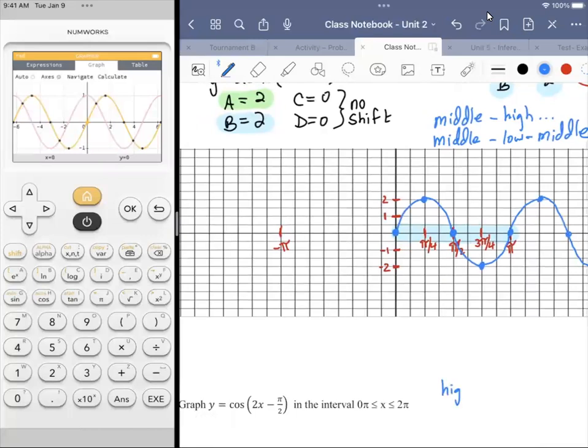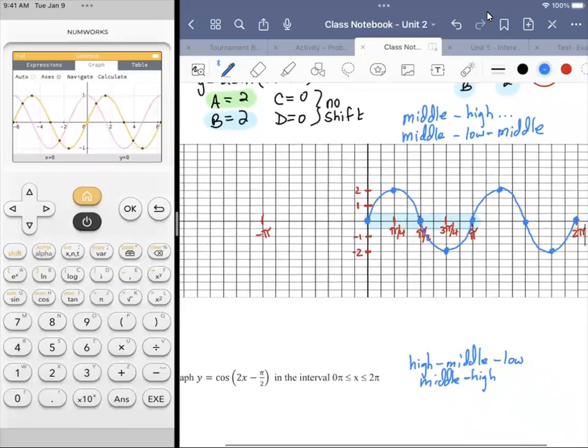So high, middle, low, middle, high. It's really more about the cadence that helps me remember it. Middle, high, middle, low, middle. All right. High, middle, low, middle, high. Kind of rolls off the tongue. Right. So I'm just following the progression in the opposite direction. If I'm starting off at 0 and going to the left, I'm at the middle. I'm going to go low, back to the middle, high, and then back to the middle.